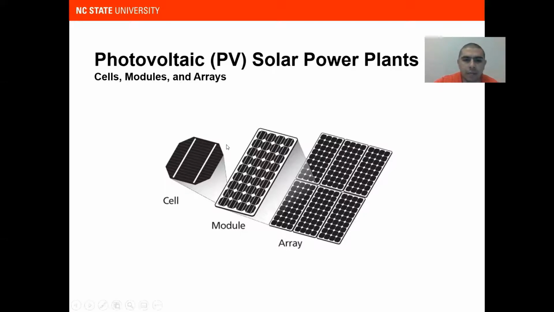So we have the cell, we have the module, and we have the array. What is the array? An array is a number of individual PV modules wired in series and parallel to achieve the desired voltage and current. So we start from the cell, we move to the module, and from the module to the PV array.